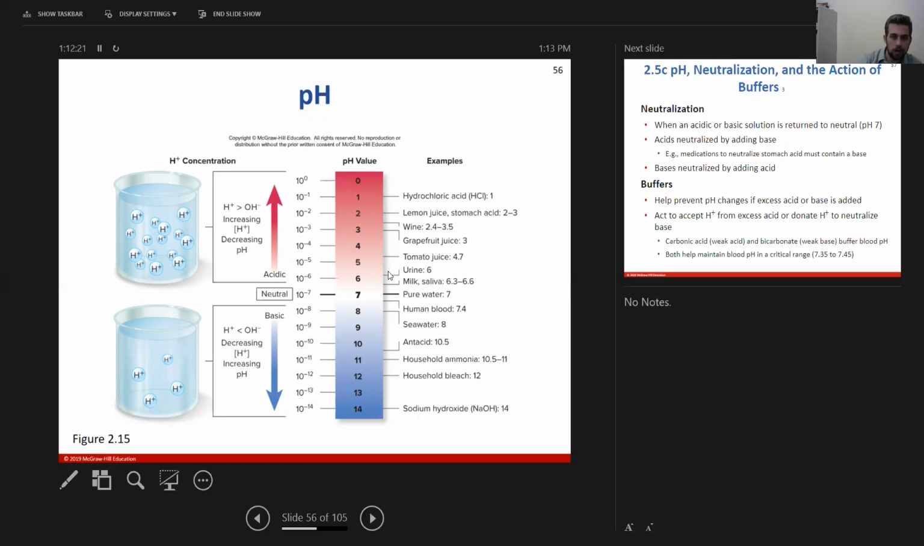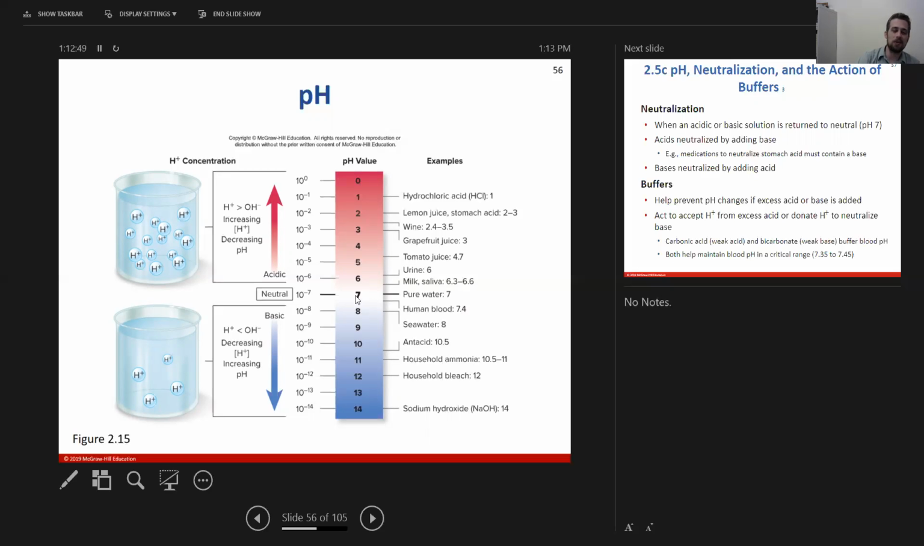My little sister, I was going to make a joke about my little sister being super basic, but maybe I won't. So anyway, this pH scale is irritating. It's upside down. When I was doing this, going up, I didn't realize that they have it upside down.